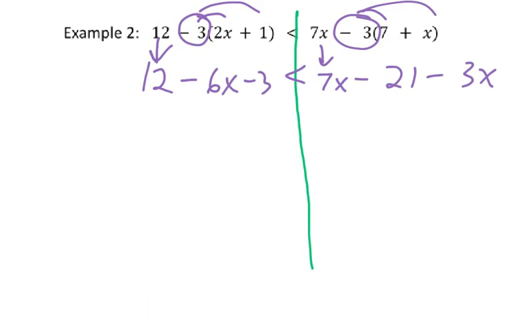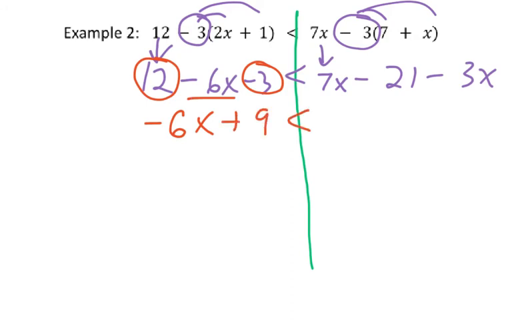Also be very careful with your signs when you're distributing. Okay. So now we combine like terms on each side. I like to circle them, a 12 and a negative 3. When we add those together, we get positive 9. So I'm bringing down the negative 6x, and we get positive 9 is less than. We also have a 7x and a negative 3x on the right-hand side, which are like terms. We get 4x. And if you want to cross them off after you combine them, you can do that, minus 21.